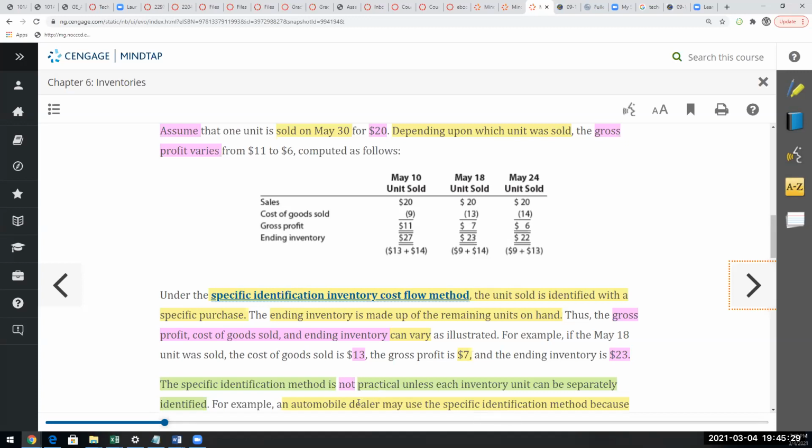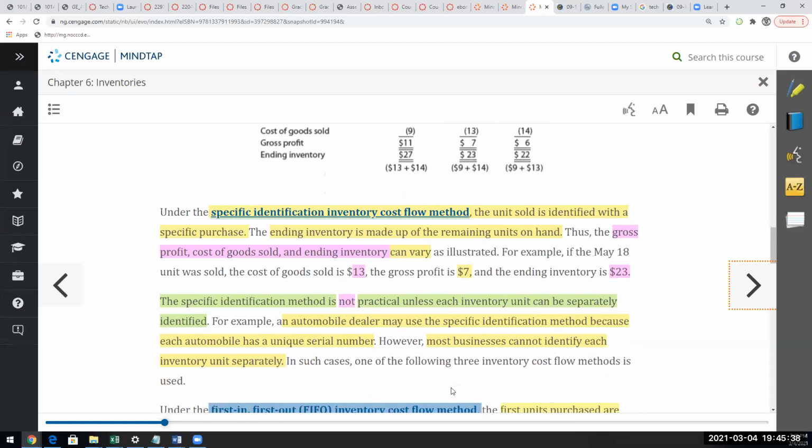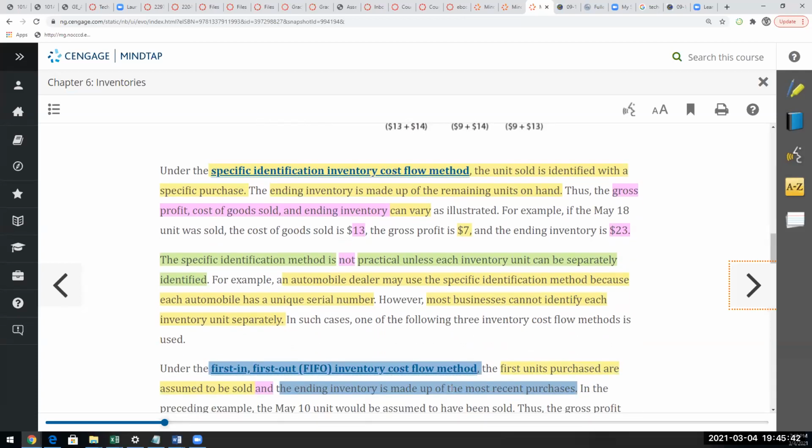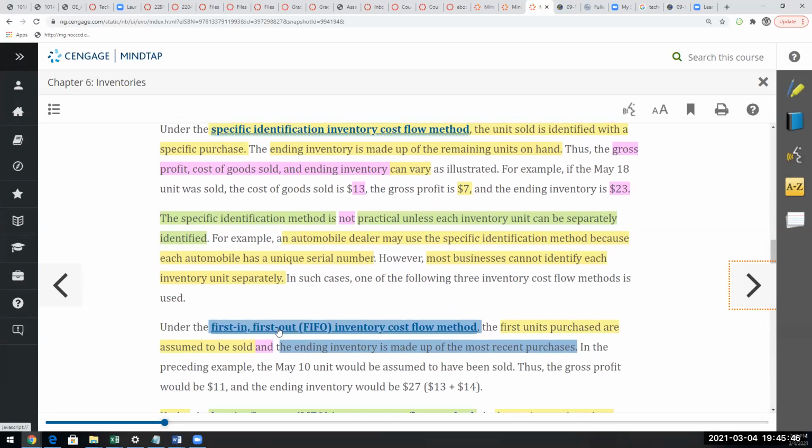Anyway, automobile dealers may use specific identification because they have their own unique serial number. However, most businesses can't justify that amount of time and effort. But since the cars are manufactured with VINs, it's easy. Now, we're going to start looking specifically at these different items.